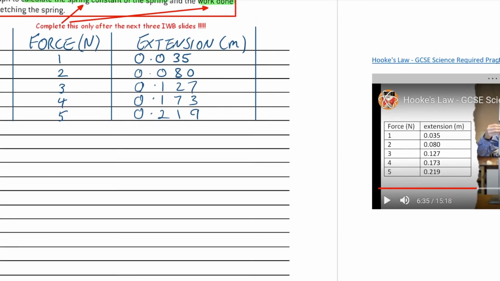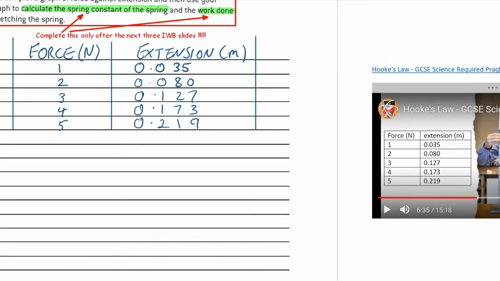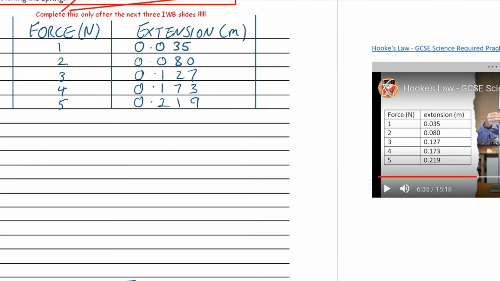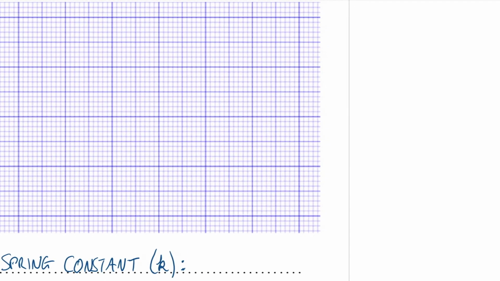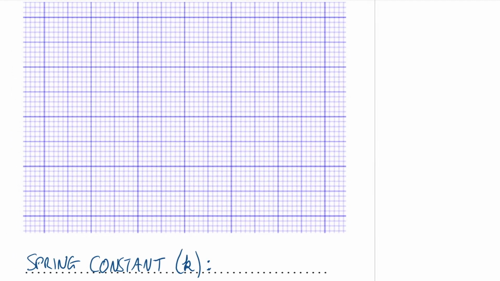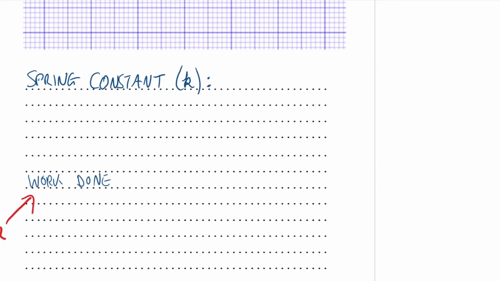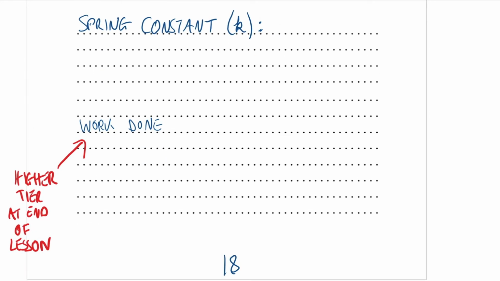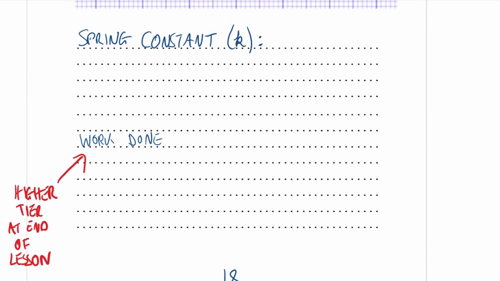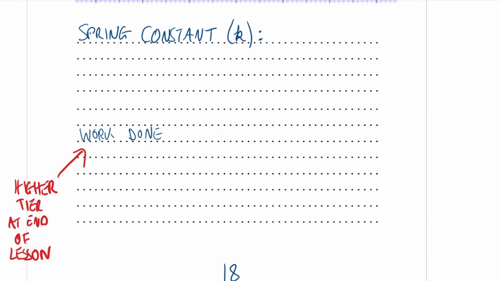Next, what you need to do is use those values recorded on page 17 to plot a graph of force against extension on page 18 and then work out the spring constant. But I don't want you to work out the work done until we get to the end of the lesson, because you haven't been, or you won't have been taught how to do that.